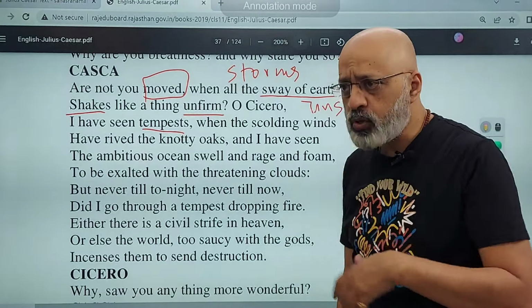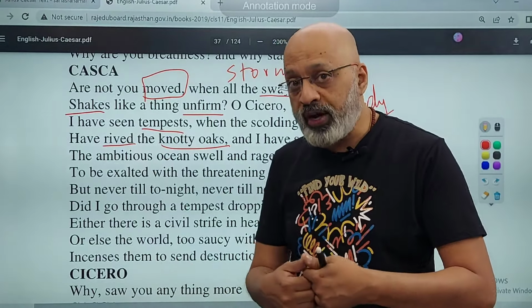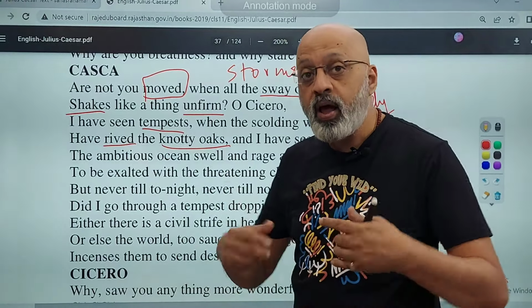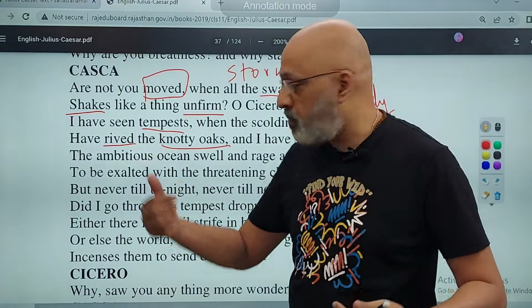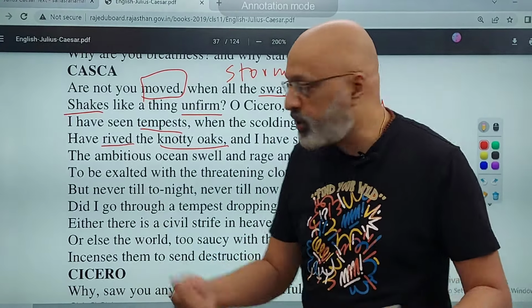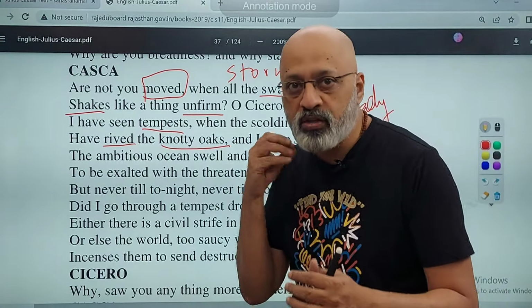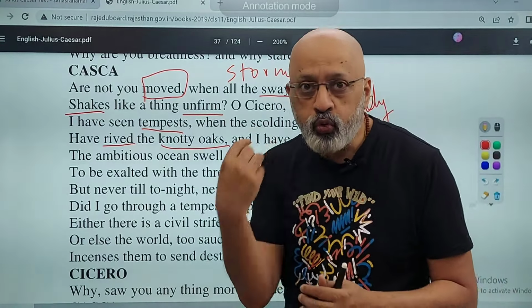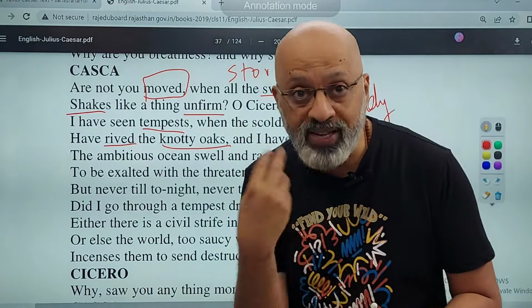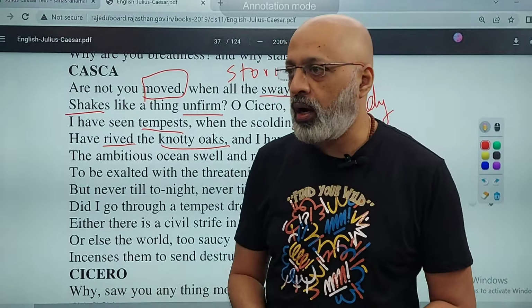The oak tree is supposed to have a lot of knots around, which makes it very difficult for it to be broken or split. But when there are these kind of fierce storms, tempests, they have even managed to split the oak trees, right? So when the scolding winds, again, scolding means creating that kind of a noise, almost as if they are scolding the earth, the atmosphere around there.